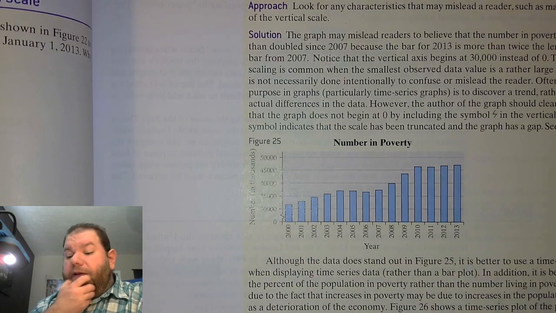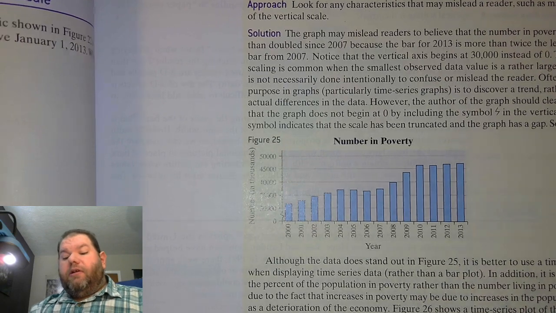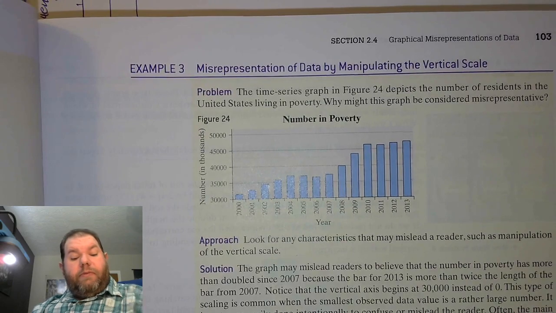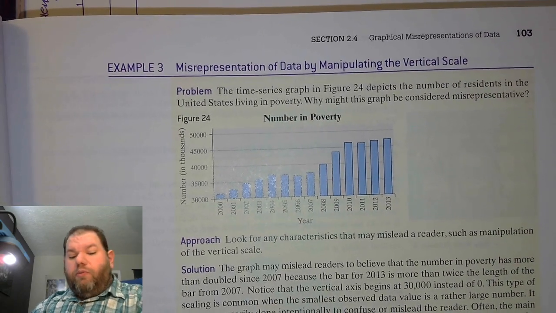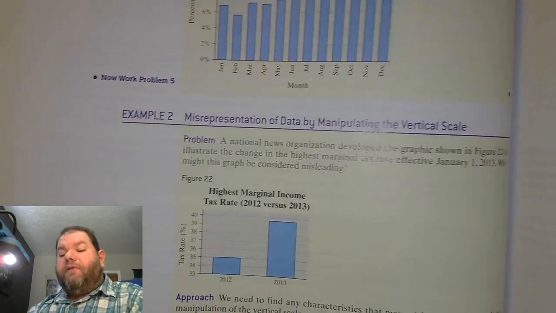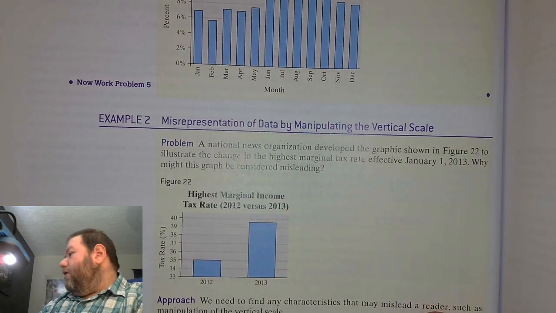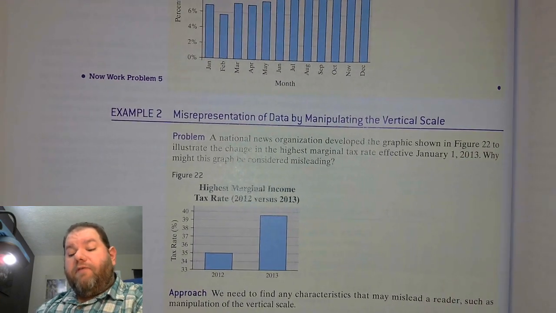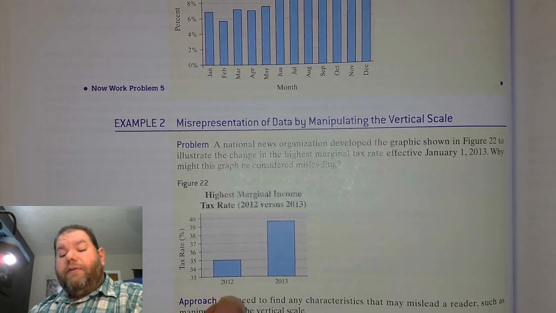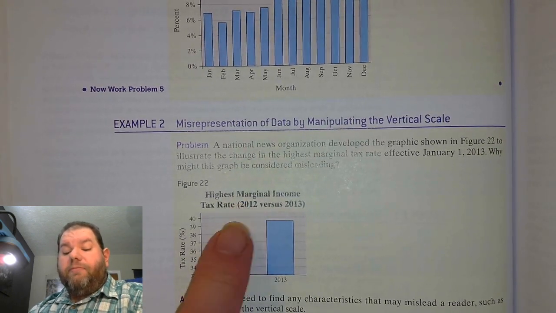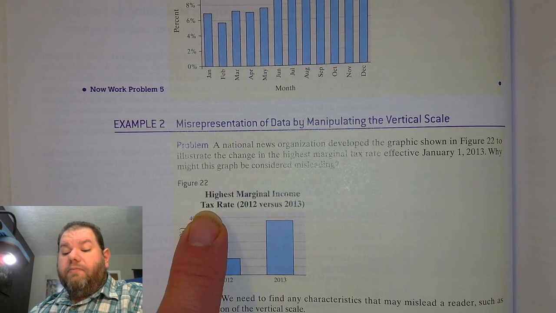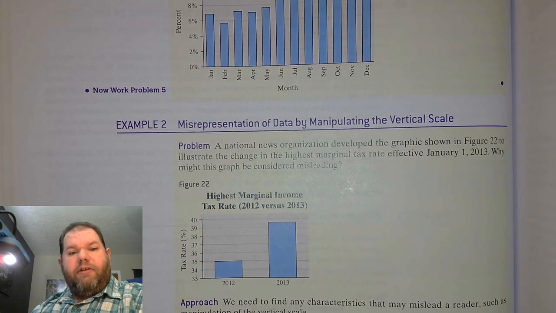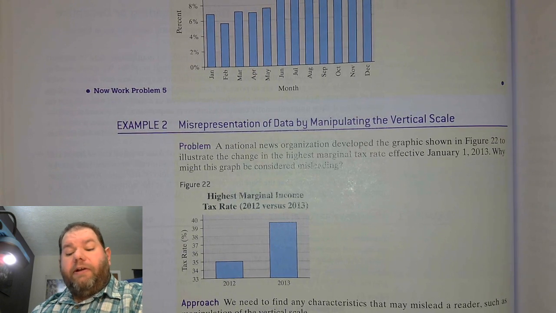All right. Now, oh, sorry. Let me look at this example first. Example 2 covers the misrepresentation of data by manipulating the vertical scale. And we see, okay, highest marginal income tax rate. This is the additional tax levied on people in higher tax brackets.